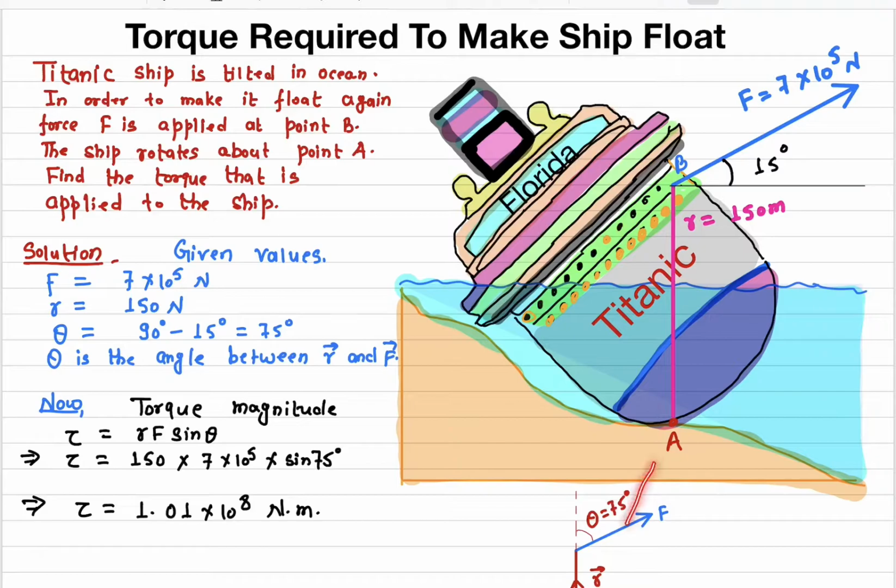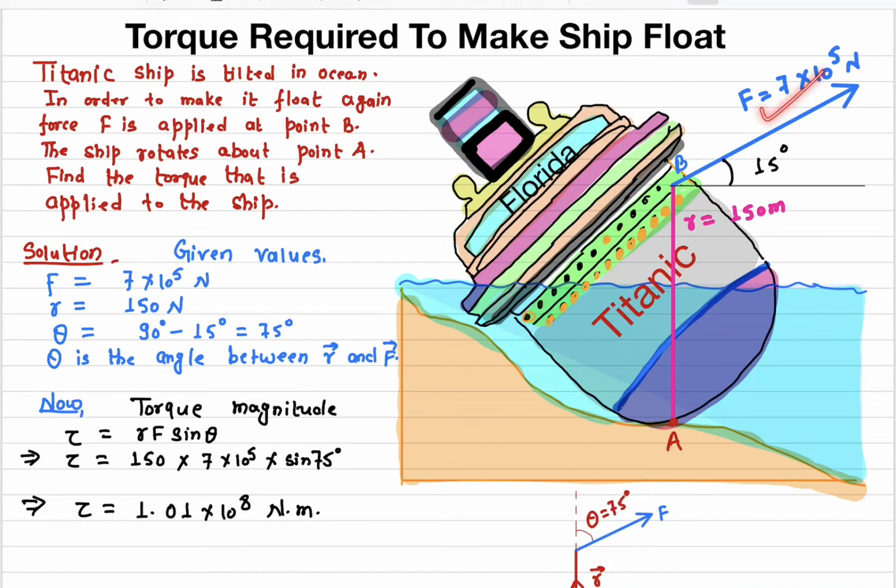So the axis of rotation is passing through the bottom of the ocean, or the floor here. You have to imagine a little bit. So this is the axis of rotation, the point about which the ship rotates if we apply the force. Okay, so we need to find out the magnitude of the torque that is applied to the ship.